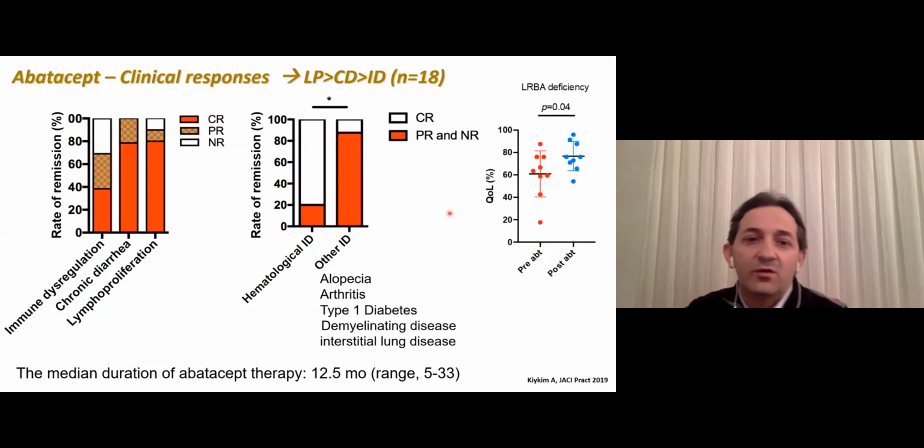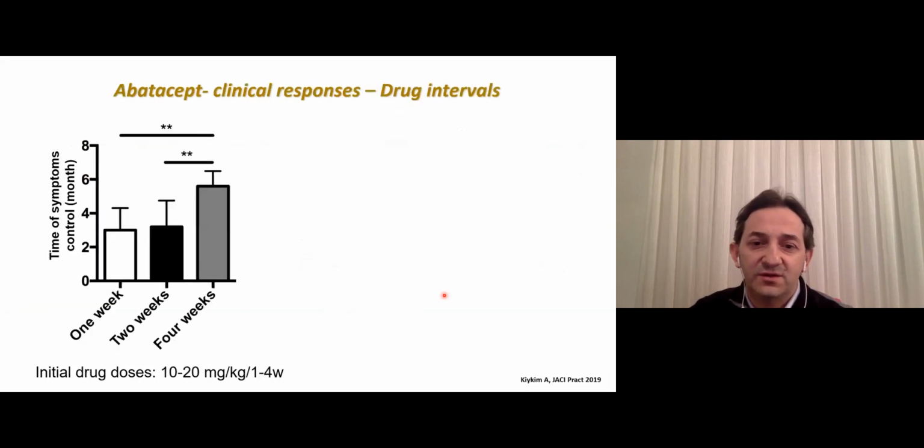And after the treatment with abatacept, as you can see here, the quality of life in all the tested and analyzed patients increased nicely after the treatment. Since in our cohort patients also come from different centers, the preference for the drug dose and the intervals of abatacept was changeable. So we tried to compare each drug interval to the others.